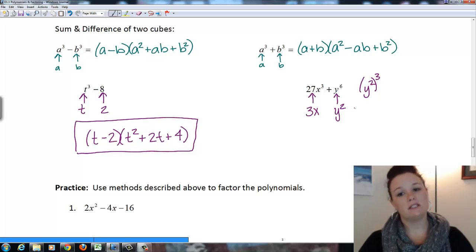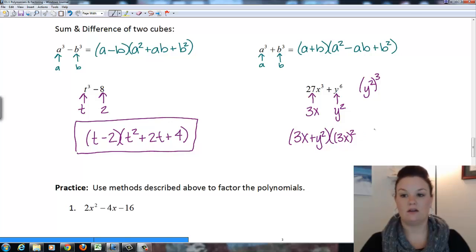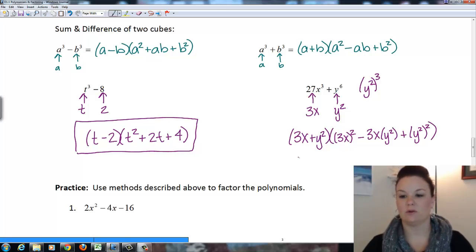So I'm going to go ahead and plug it into the formula above. I do my first base plus my second. So 3x plus y squared. Then I do my first base squared. So I'm going to do 3x squared minus my two bases multiplied together. So I'm doing 3x times y squared plus my last base squared. So y squared squared. I went ahead and wrote this one out just so that we don't make mistakes by assuming we know what we're doing.